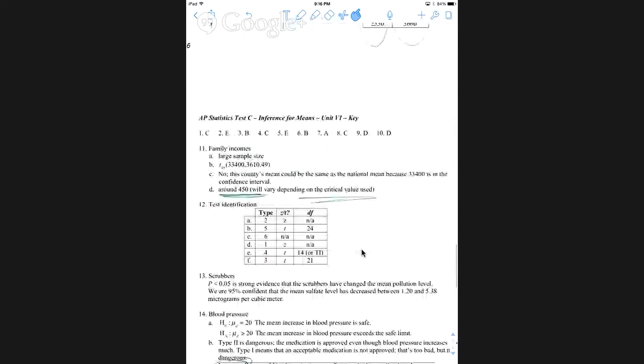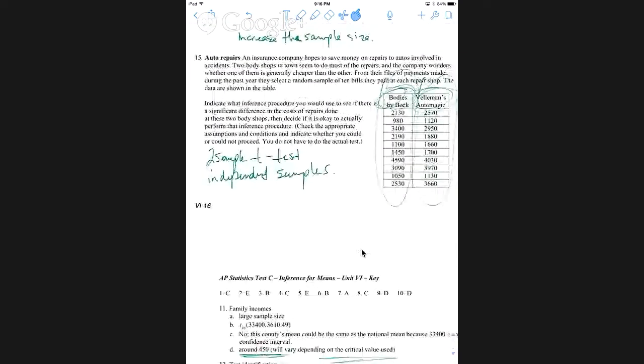The samples are independent. So let's talk about the assumptions and conditions. We've got 4 that we need to deal with. The first one is random. I'll just write these out and we'll talk about them. 2, less than 10%. 3, independent groups. And 4, nearly normal.